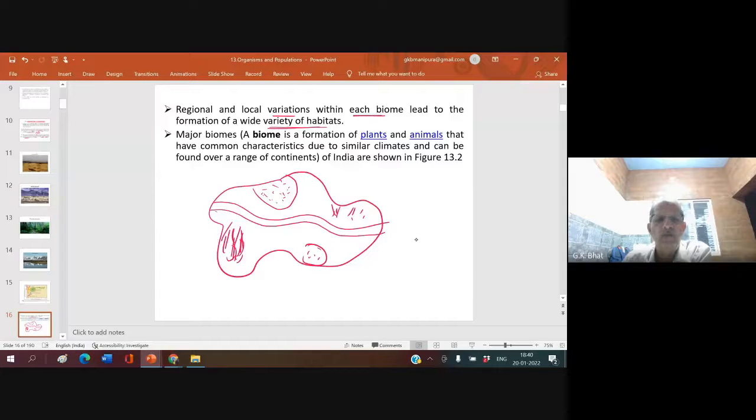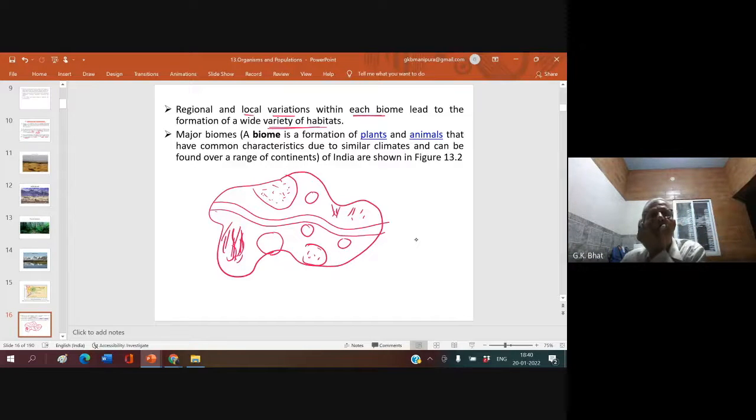You may come across some cropland, people going there. You may come across some lakes or ponds. In this way, regional and local variations within each biome lead to the formation of a wide variety of habitats. Major biomes of India are shown in figure 13.2.